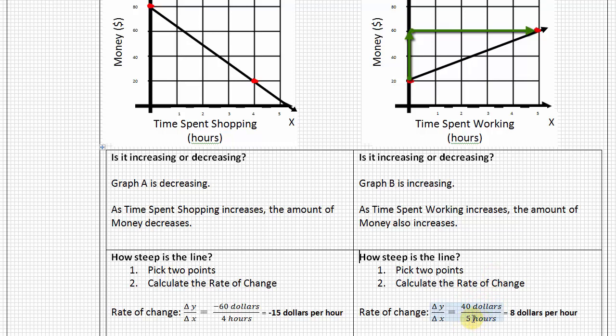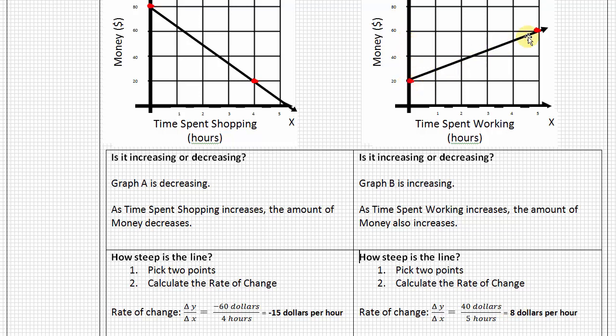Compared to on the x, it took 5 hours to increase that 40. So our change in x from 0 to 5 is 5 hours. It took us 5 hours to increase $40. So if we divide that, 40 divided by 5 means that we're getting $8 per hour. So our rate of change is 8.